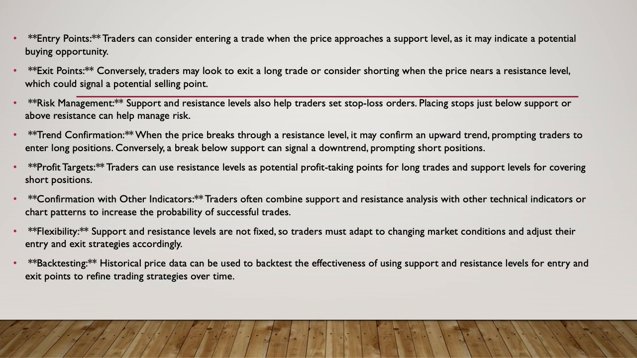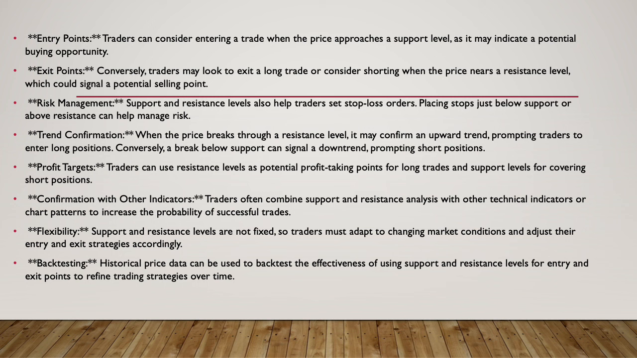Trend confirmation: when the price breaks through a resistance level, it may confirm an upward trend, prompting traders to enter long positions. Conversely, a break below support can signal a downtrend, prompting short positions. Profit targets: traders use resistance levels as potential profit-taking points for long trades and support levels when covering short positions. Confirmation with other indicators: traders often combine support and resistance analysis with other technical indicators or chart patterns to increase the probability of successful trades.